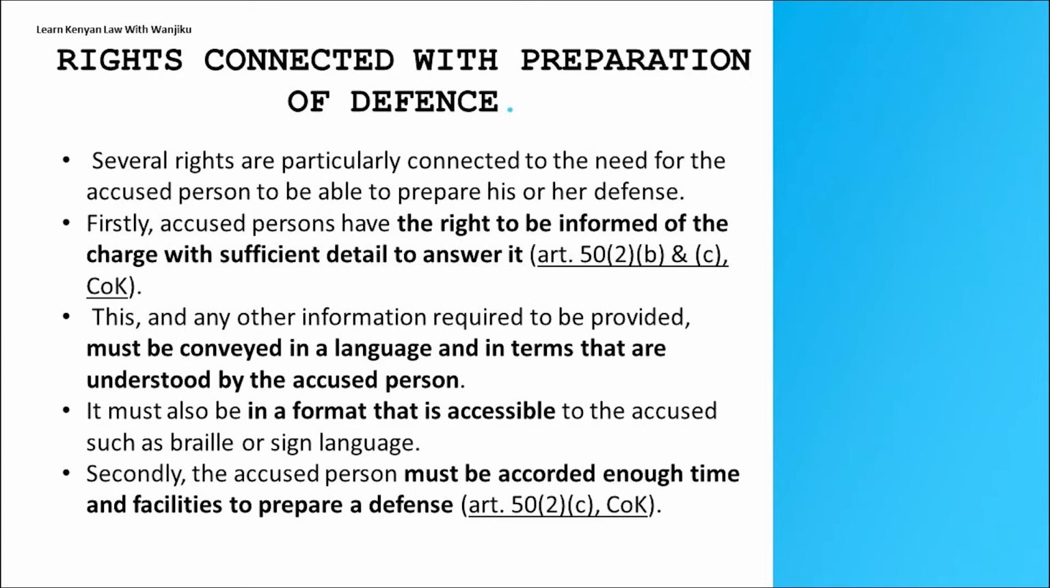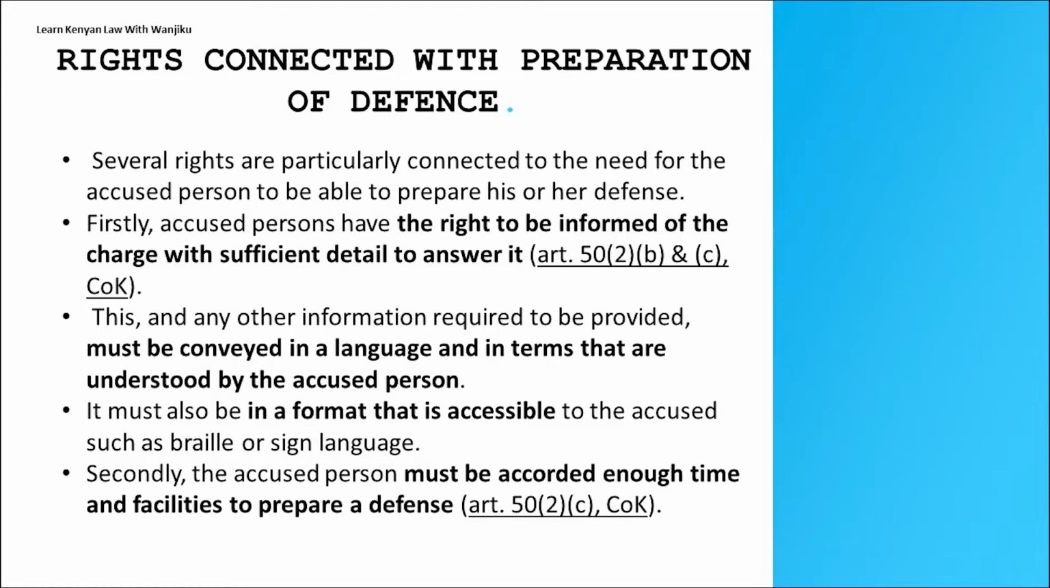The next kind of rights that we're going to be talking about are rights connected with preparation of defense. So here, the most important thing to note is that you as the accused, you have the right to be informed of the specific charge that you're being accused of and with sufficient detail to answer it. So let me give an example. For example, you're being accused with robbery with violence. You have to be informed, where did you rob? Who did you rob? What did you take when you robbed them? You need all this kind of information so that you're able to prepare your defense in a very comfortable way.